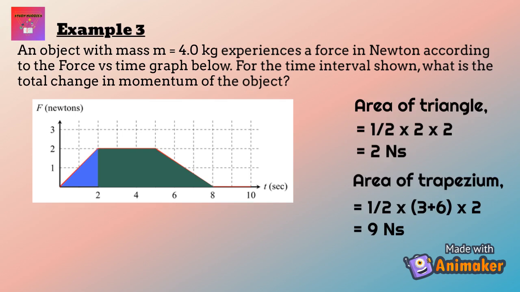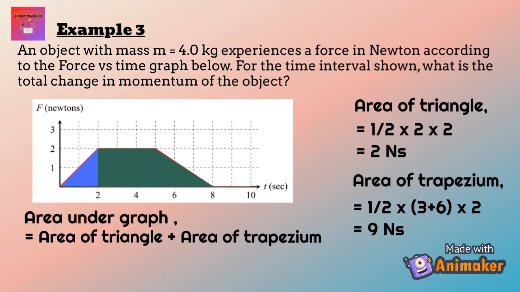Once you have calculated both areas, add them together as we want to find the total area under the graph. The addition of both areas will give us a total of 11 Newton second, which means the total change in momentum of the object is 11 Newton second.